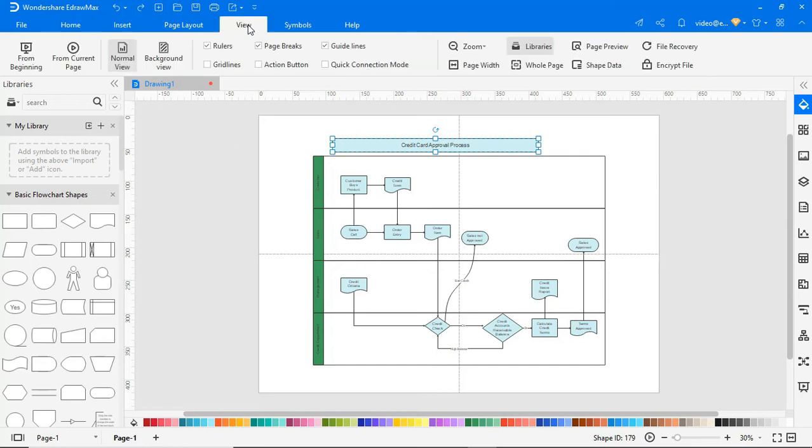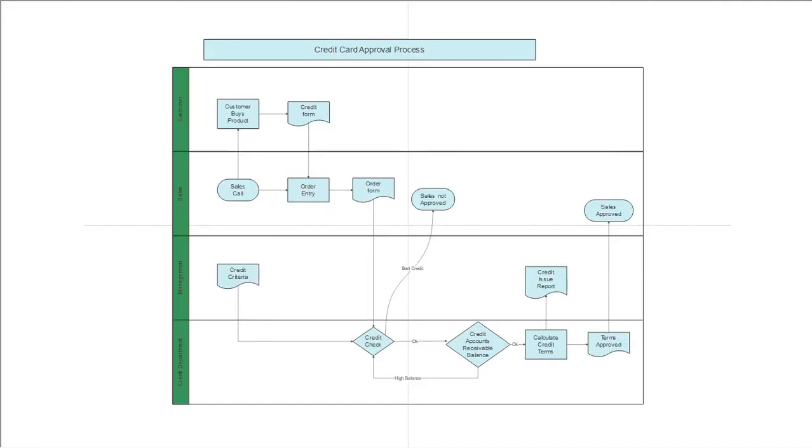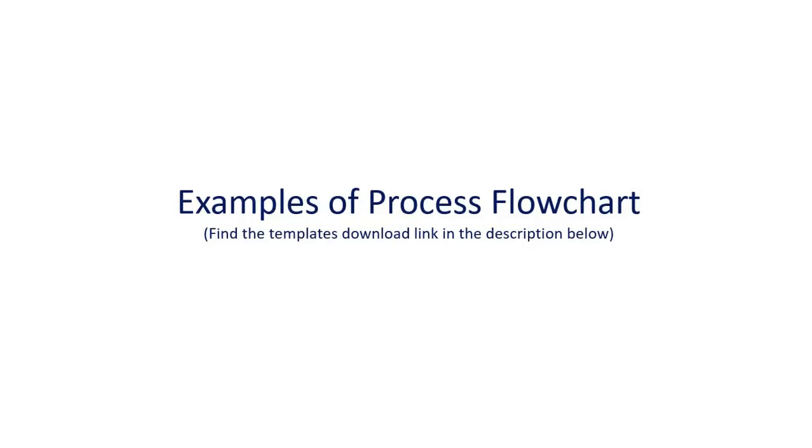Go to the View tab. Click on the From Beginning icon to view the flowchart in a single frame. Now, let's see a few examples of process flowcharts that are already available in EdrawMax.